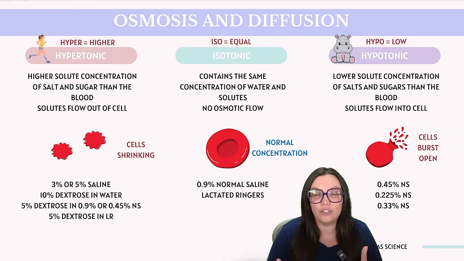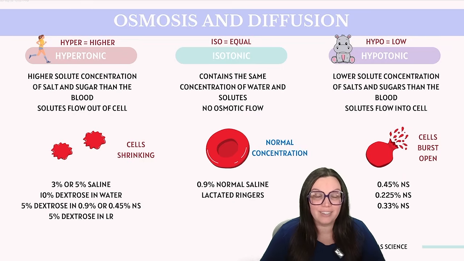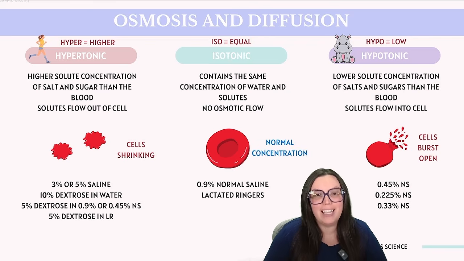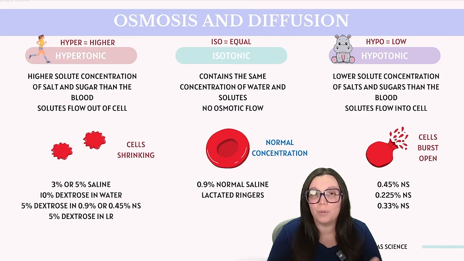So because the solution has fewer solutes than we're going to find inside of our red blood cells, the same thing is going to happen with osmosis. It's going to want to move towards these cells with a higher concentration. And because of this, it's going to cause the red blood cells to ultimately swell up and potentially burst, depending on how imbalanced those solutes are.